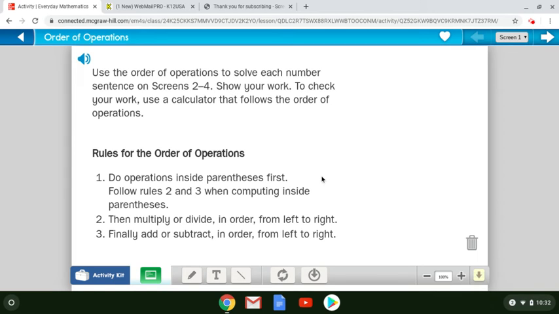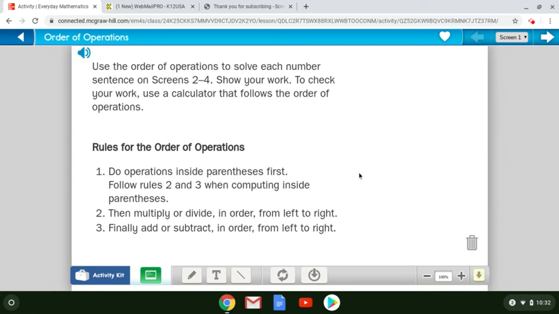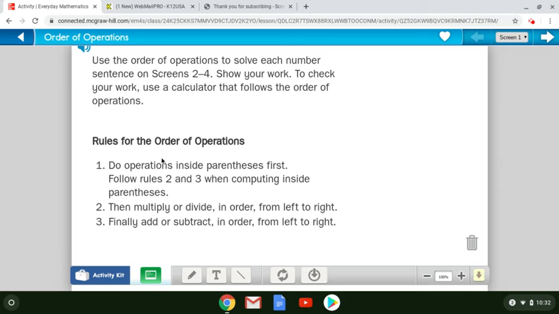Okay, so this is a really important screen because this is going to show you the rules that you're going to need to follow when you're solving these equations. So let's just review these rules right here. When you're solving equations that have parentheses and multiplication and division and addition and subtraction, you have to do it in a certain order so that you get the correct answer. And these are the rules right here.